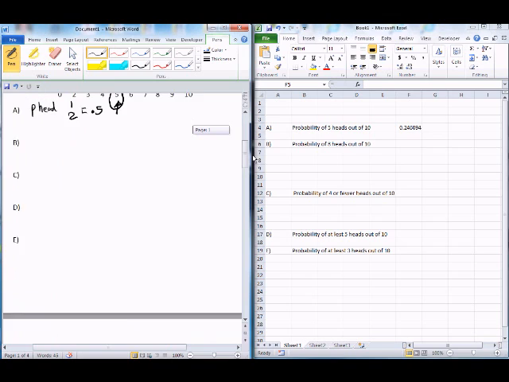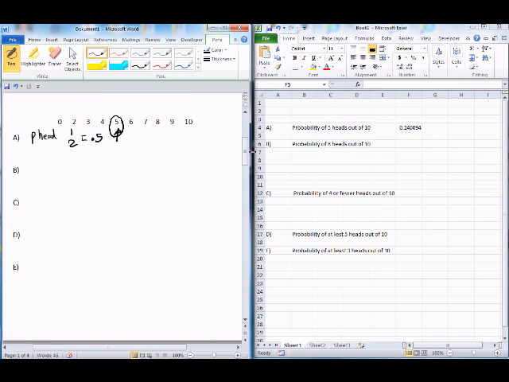Okay? Next, we're going to do the probability. B says the probability of 8 out of 10 heads. We're going to have 10 flips. We want to know the probability of 8, so we're looking for an exact again. Exactly 8 successes. Exactly 8 heads. If I get 7 heads, that doesn't count. I want the probability of exactly 8 heads.